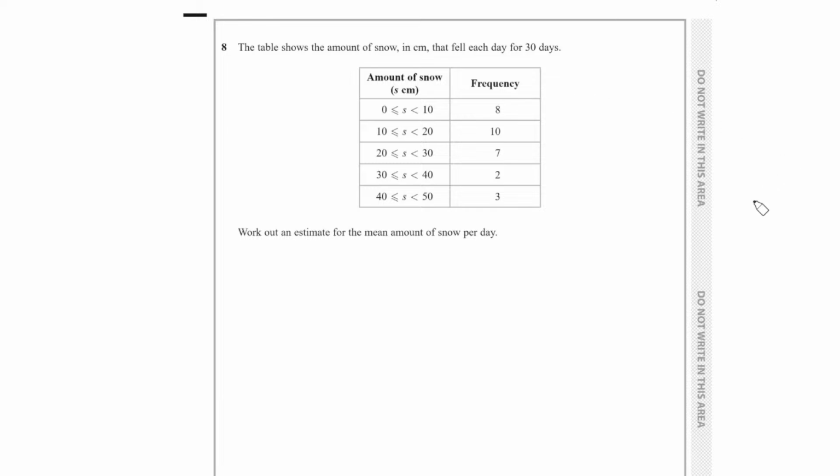Okay, question 8. The table shows the amount of snow in centimetres that fell each day for 30 days. Work out an estimate for the mean amount of snow per day.